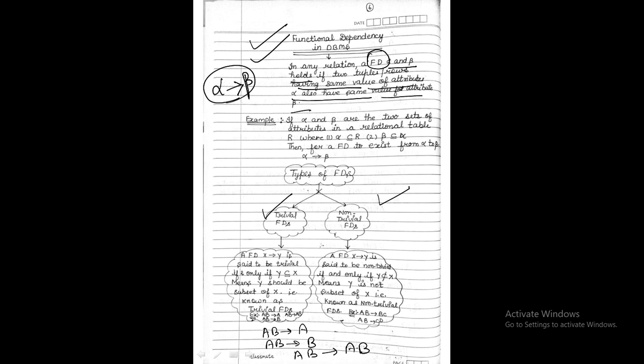A non-trivial functional dependency means a functional dependency X implies Y is said to be non-trivial if and only if Y is not a subset of X. That means it is non-trivial. For example, AB implies BC, AB implies CD, but you cannot say that AB implies BCD combined.